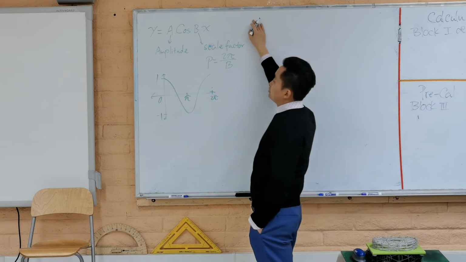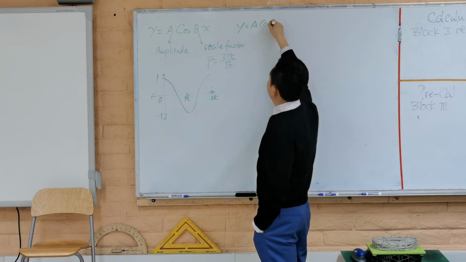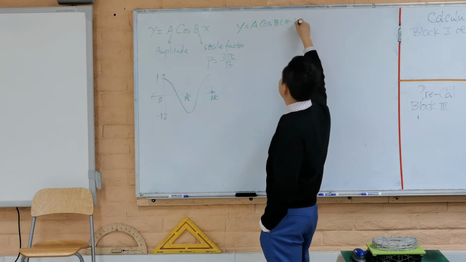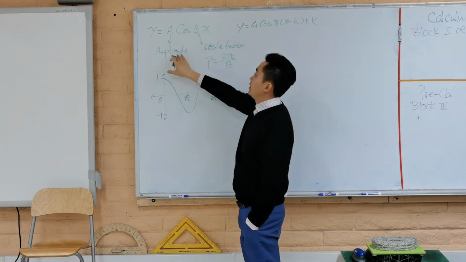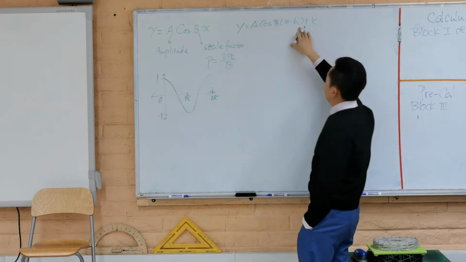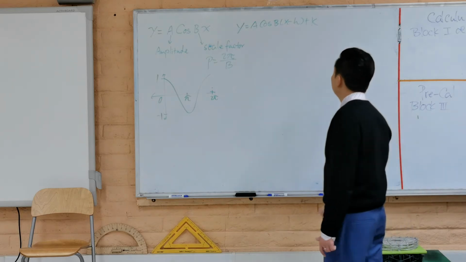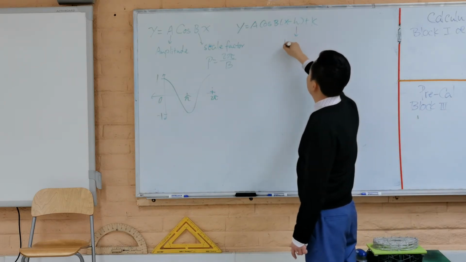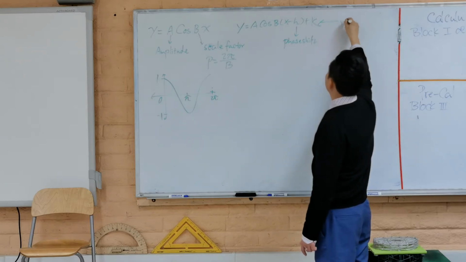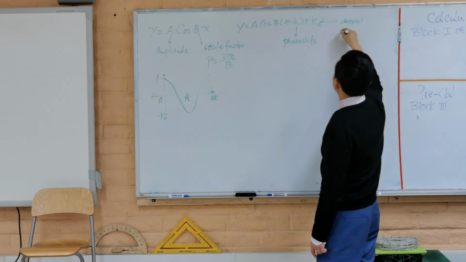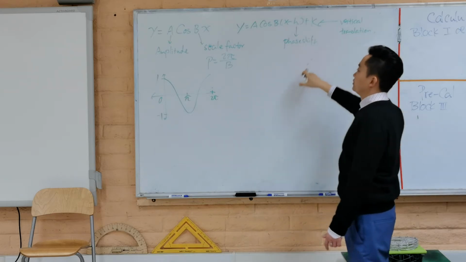The more complicated structure for the transformation is written as y equals a cosine of b times the quantity x minus h, plus k. Again, a and b stand for the exact same elements, amplitude and scale factor. And then h is the horizontal phase shift, and k is the vertical translation. This means the exact same thing as what we talked about for the algebraic function.